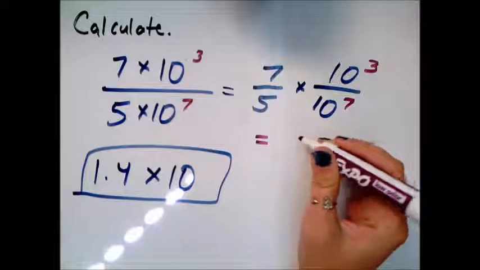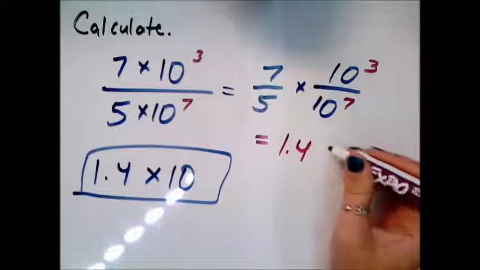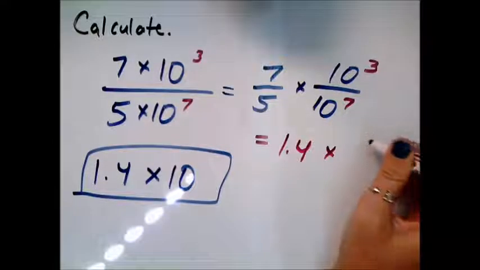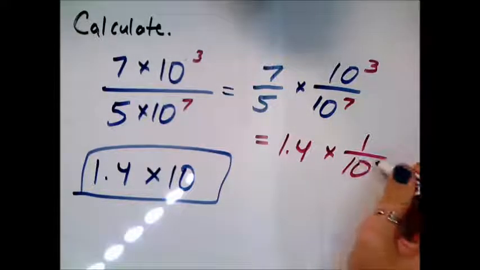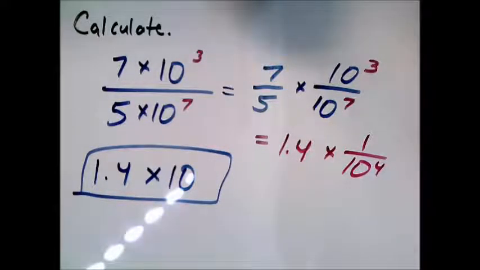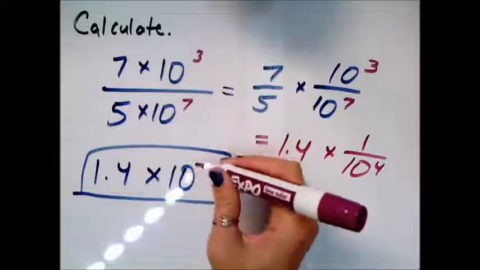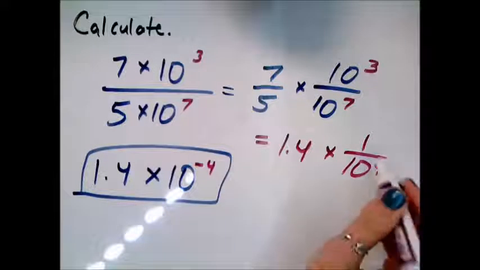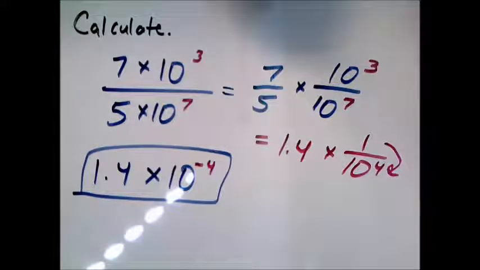I can still do 7 divided by 5, which is 1.4. But then 10 to the 3rd divided by 10 to the 7th leaves me with 4 10s, but they're on the bottom. Well, what's a nice way to show something's on the bottom? Remember, the negative exponent means the reciprocal. So if I write this as to the negative 4th, it means 1 over 10 to the 4th. So if you end up with more on the bottom than on the top, then you might have a negative exponent in your scientific notation answer.